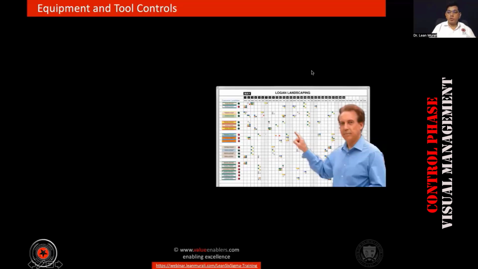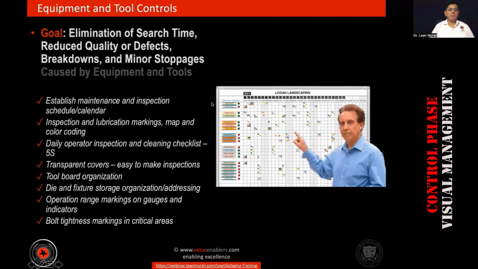Now, equipment and tools control. See, the goal of equipment and tool control is the elimination of search time, reduced quality defects, reduced breakdowns, and minor stoppages. These are primarily caused by equipment and tools.